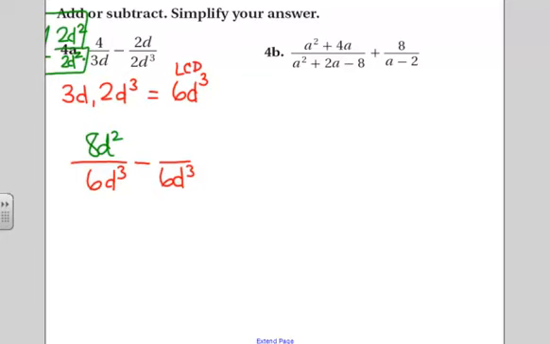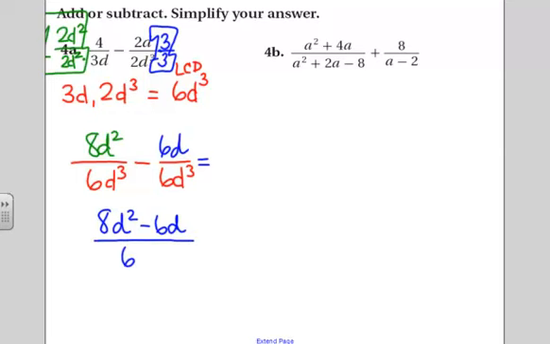And then the second one, to turn it into 6 on the bottom, I would have to multiply by 3. And I already have the D cubed part, so that's all I need to multiply the top and bottom by is 3. Which again, is a big, giant number 1. So this turns into 6D. And now, because our denominators are the same, we end up with 8D squared minus 6D on the top divided by 6D cubed on the bottom.